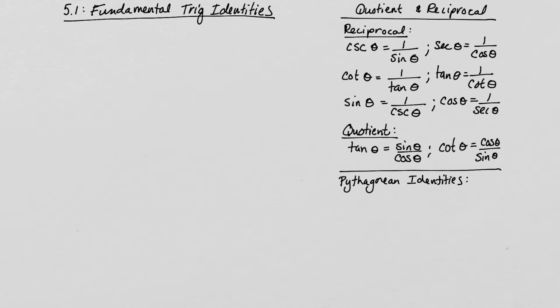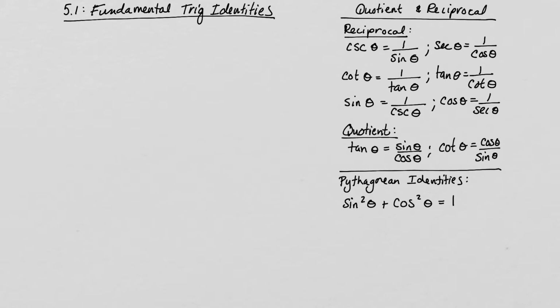And the Pythagorean identities, the most common one says sine squared theta plus cosine squared theta equals 1. And then there's two others. So let's talk about the Pythagorean identities, because the quotient and the reciprocal identities are just based off of the definitions of sine and cosine and secant and cosecant and cotangent and all that.